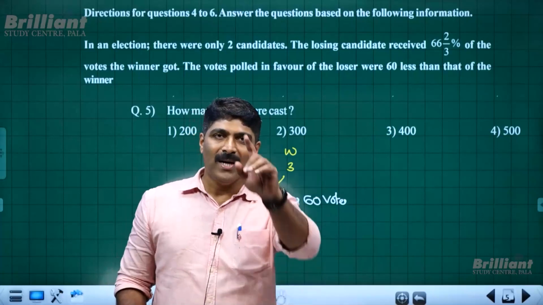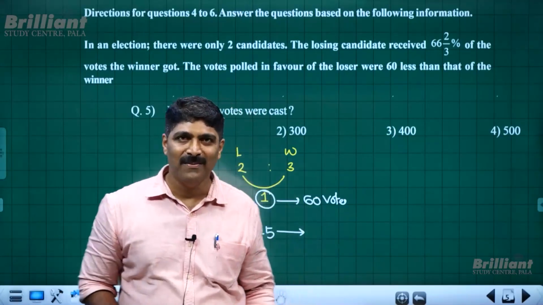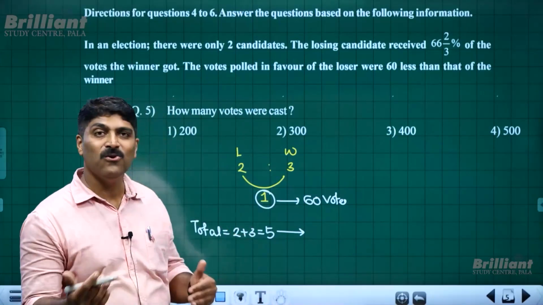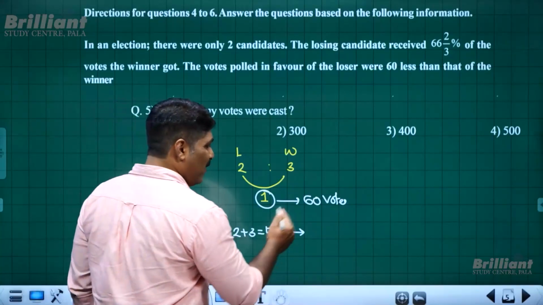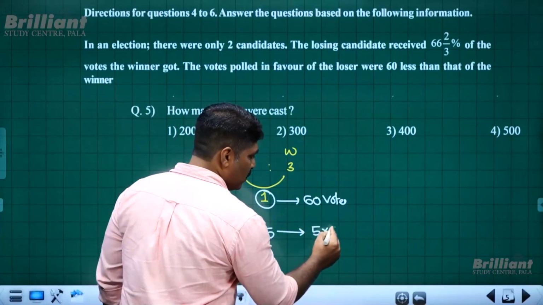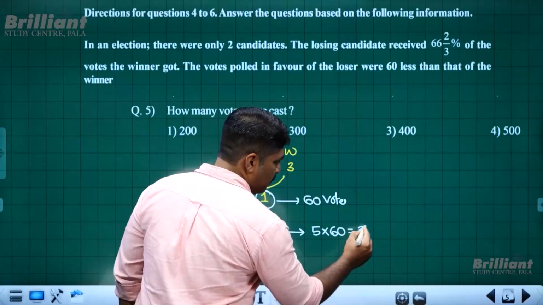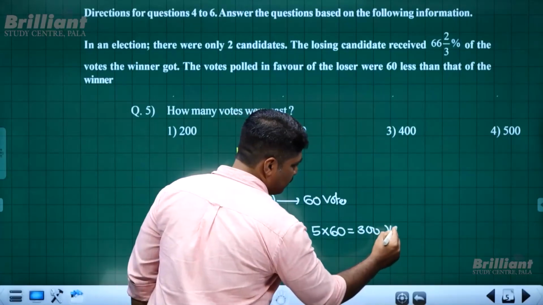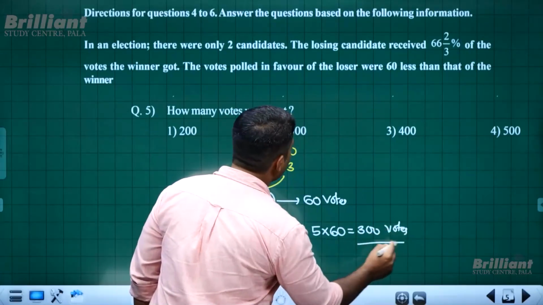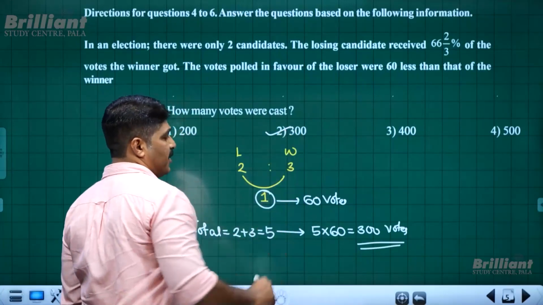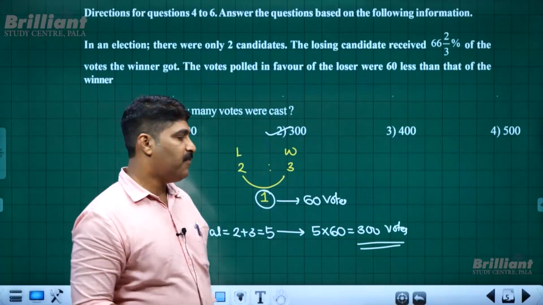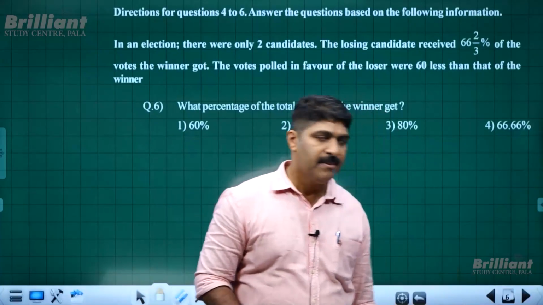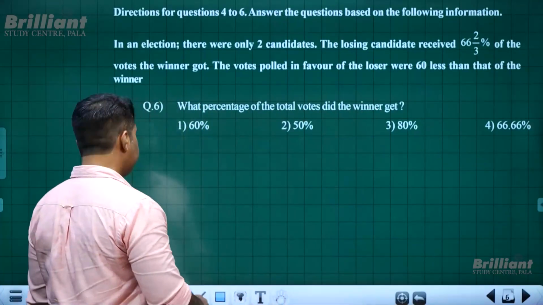Simply consider 1 chocolate costs rupees 60. Then what is the cost for 5 such chocolates? That is simply 5 into 60, which is equal to 300. So the answer is option 2. That's the unitary type of approach. You have to get familiar with the unitary type of approach for this type of questions.